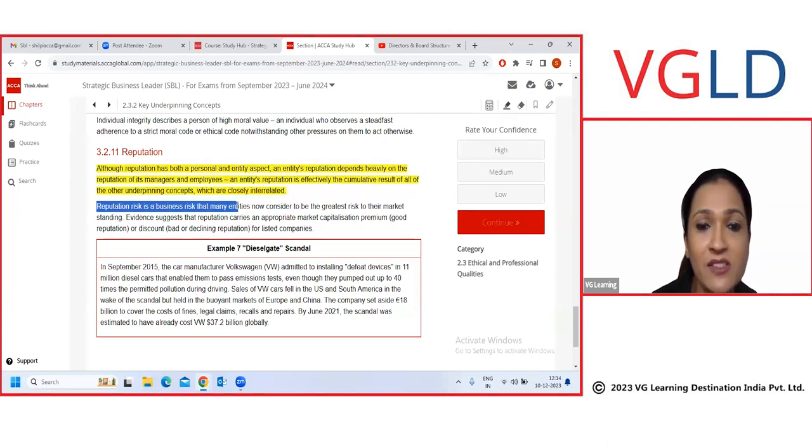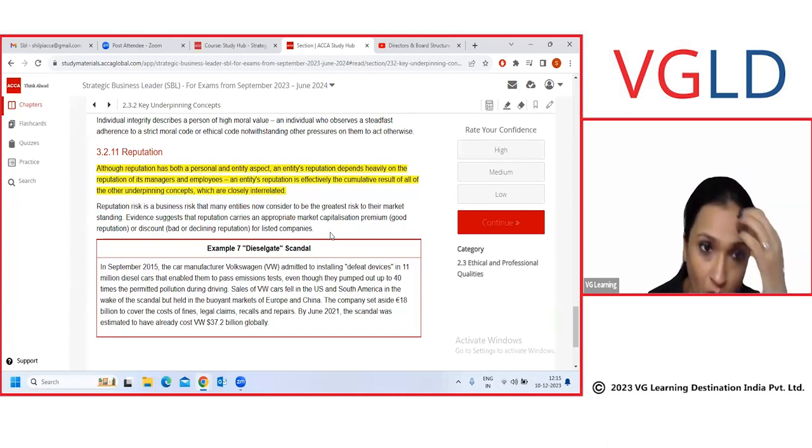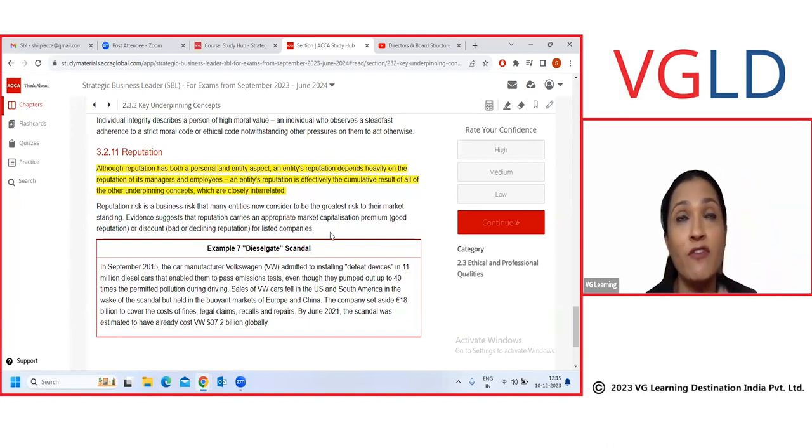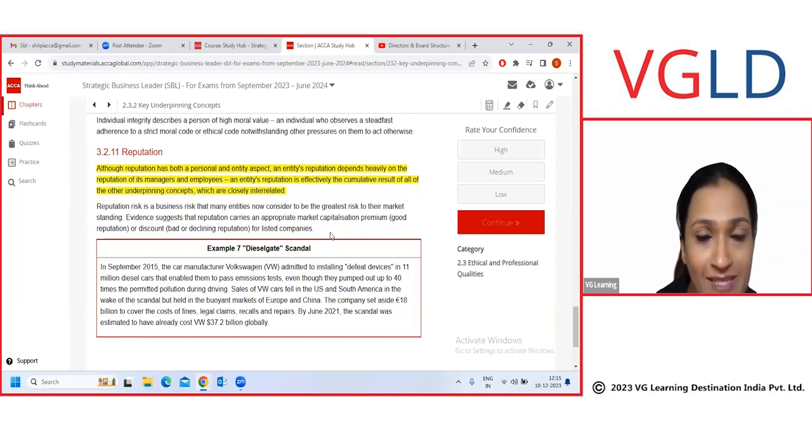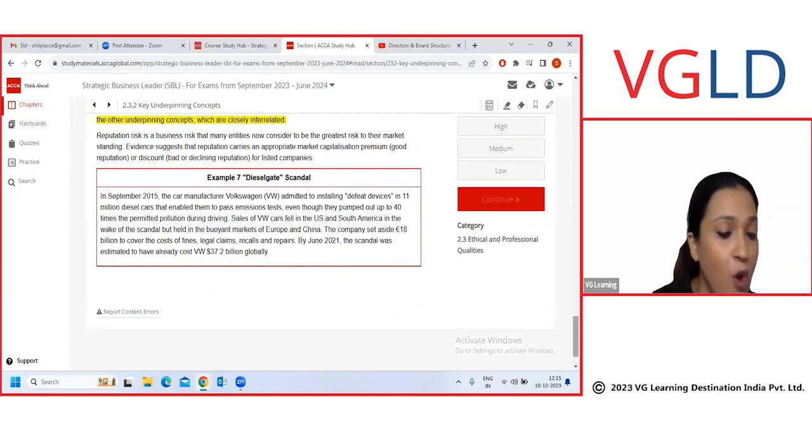Reputation risk is a business risk, and definitely it is one of the most important assets of you as an organization. You would really not want to defame your organization at any point of time. Quickly have a look at an example for Volkswagen, that what really went behind in Volkswagen that brought across this disrepute to the organization.